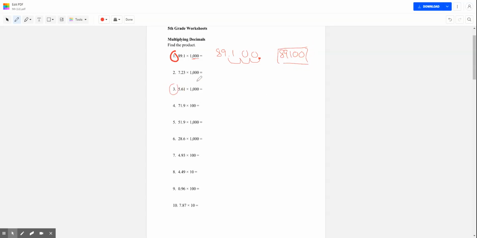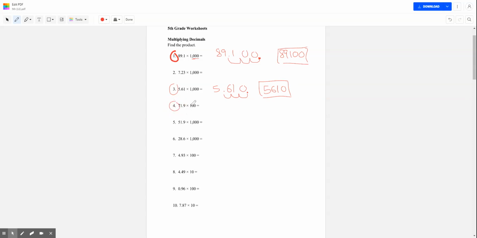Let's look at number 3. 5.61 times 1,000. So just like number 1, we're going to move the decimal point to the right 3 times. So 1, 2, 3. Put a 0 here. Then we get 5,610.